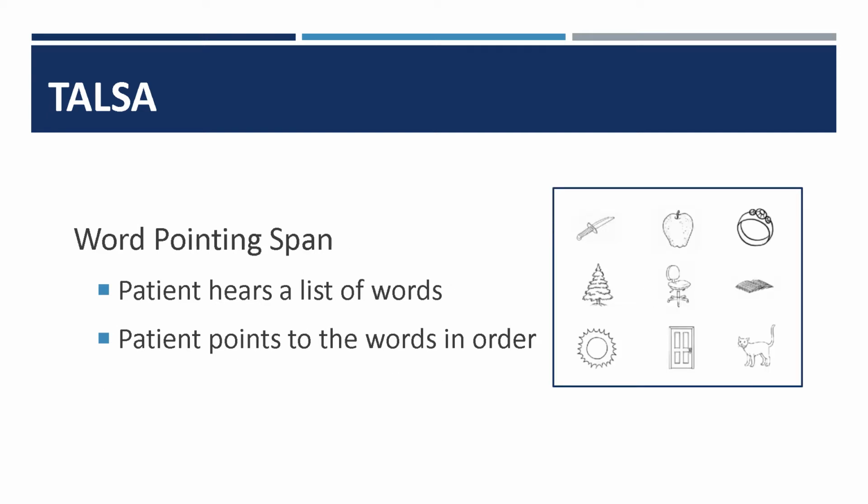That problem can be addressed with the use of a pointing span. In this case, the patient hears a list of words. They can demonstrate how well they remember the words by pointing to the pictures in order. The arrangement of the pictures changes with each trial. This allows even nonverbal patients to demonstrate their short-term memory abilities.